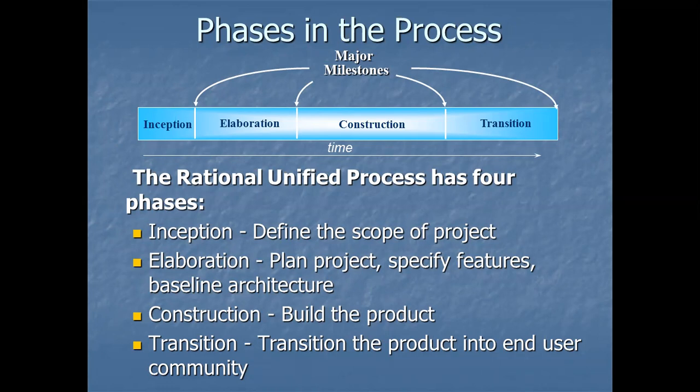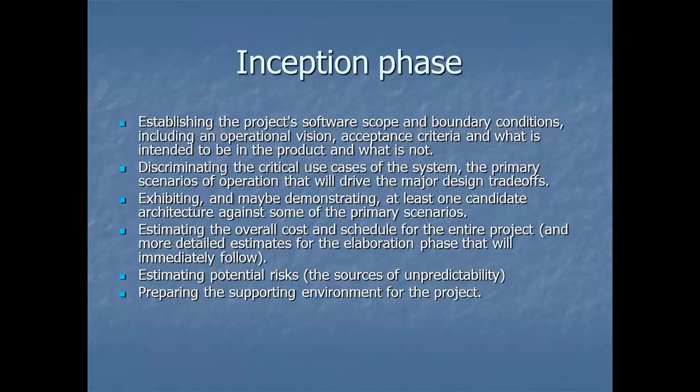What is the project actually? What is the scope of that project? In the elaboration phase, we are going to plan the project, specify some features of that project, and draw some architecture for that project. In the construction phase, we are going to build the product. In the transition phase, we transition the product into the end user community. We are going to deploy that product to the end user. We will see these phases one by one. The first phase is the inception phase.